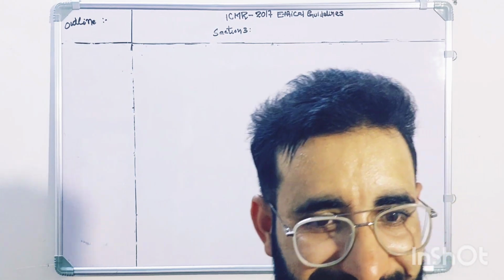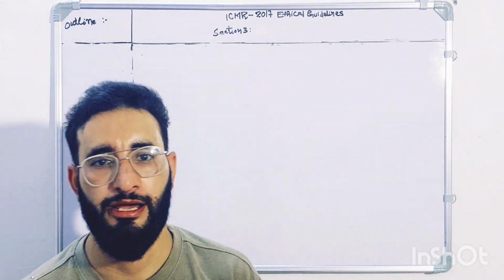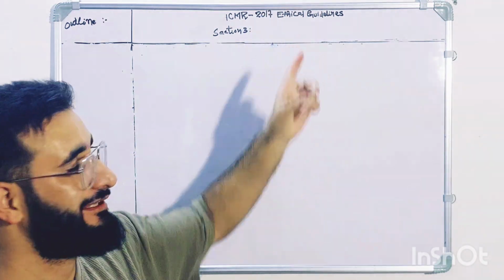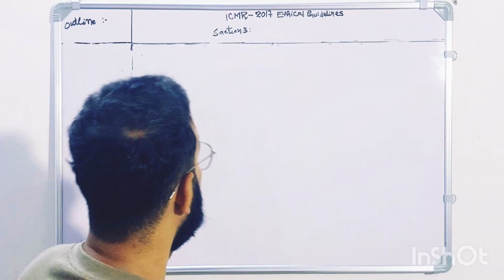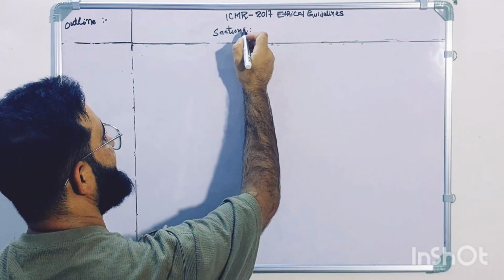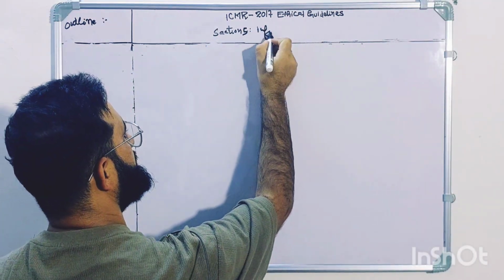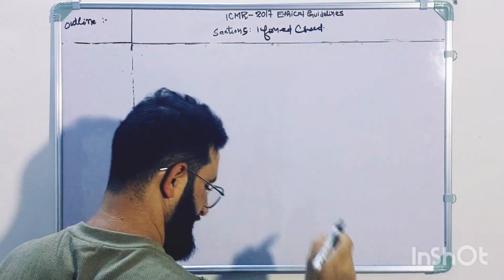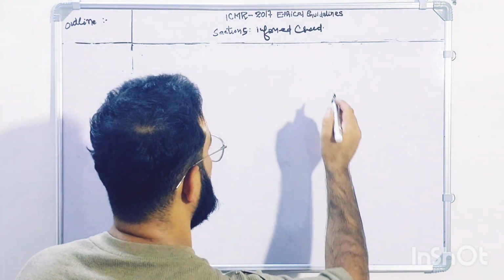Hello dear students. In this video we are going to learn Section 5 of the ICMR 2017 ethical guidelines. What's Section 5? That is informed consent, the informed consent process.